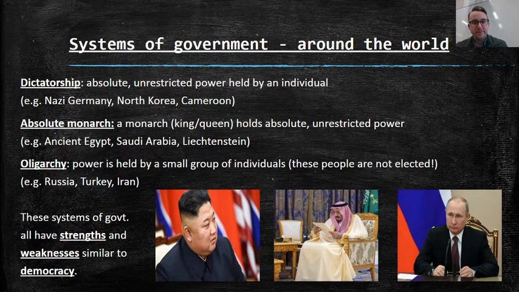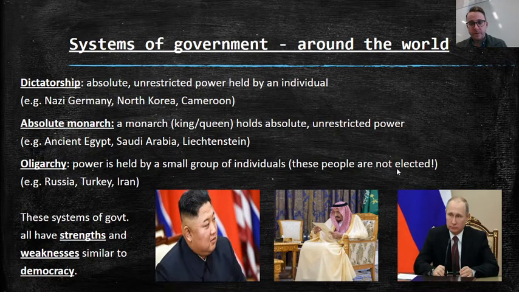Oligarchy is the final type of government that we will look at. When a dictatorship is power held by one individual, oligarchy is very, very similar. It can be one individual, but it's usually power held by a small group of individuals. So it's usually the boss oligarch, and then he's got a couple of mates who help him run the country. The important thing to know about oligarchy is that those people are not elected. Dictatorship, they're not elected. Absolute monarch, not elected. But oligarchy, not elected into power.